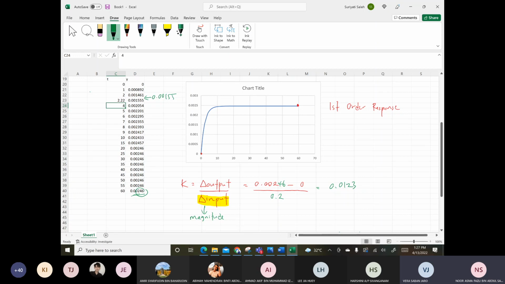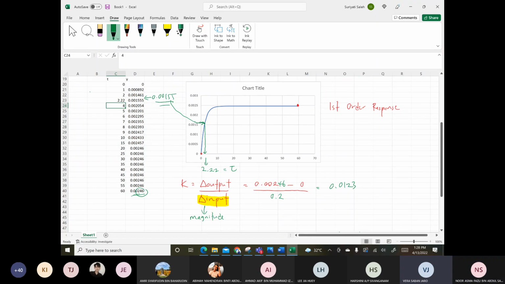So the 0.00155 is located here. This is the point. So we take a look at the time. This is the time representing 2.22. So this is your tau.